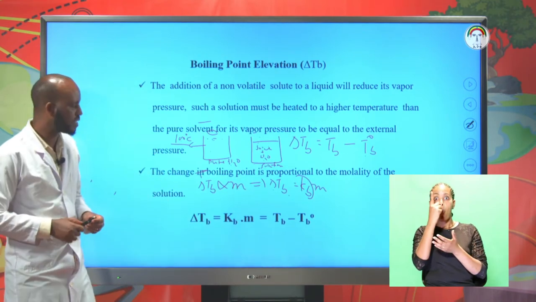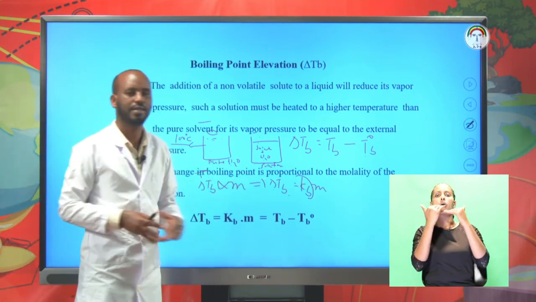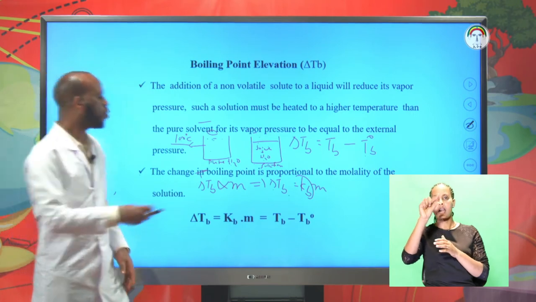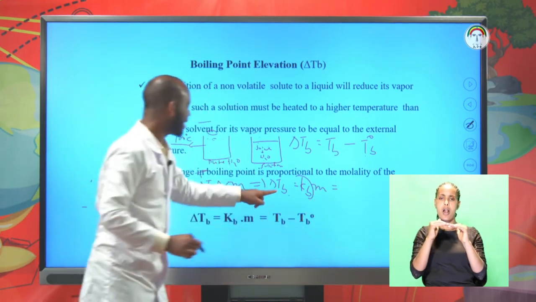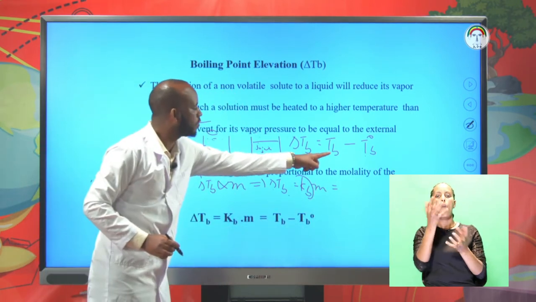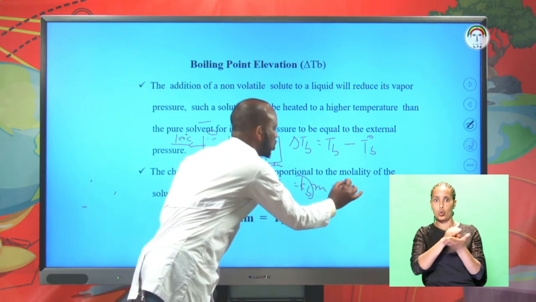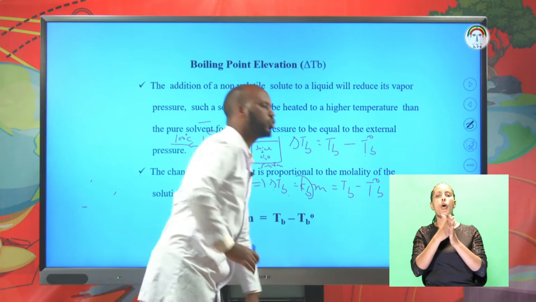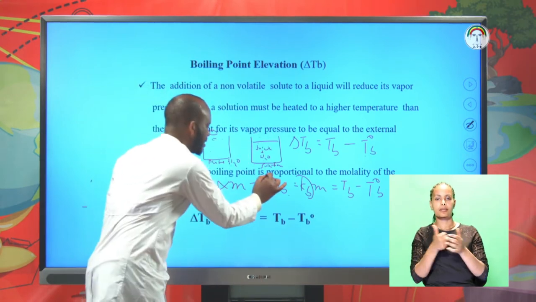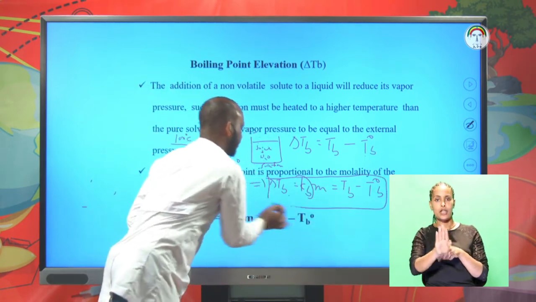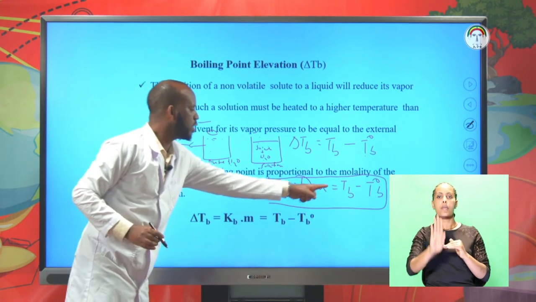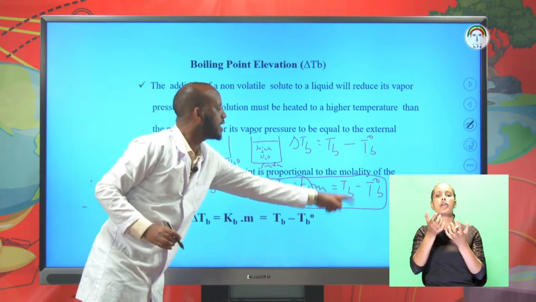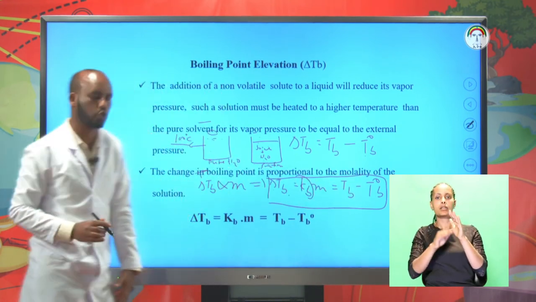One way of expressing concentration of a solution is molality. Delta TB is the boiling point of the solution minus the boiling point of the pure solvent. Delta TB equals KB times molality, equals the boiling point of the solution minus the boiling point of the pure solvent.